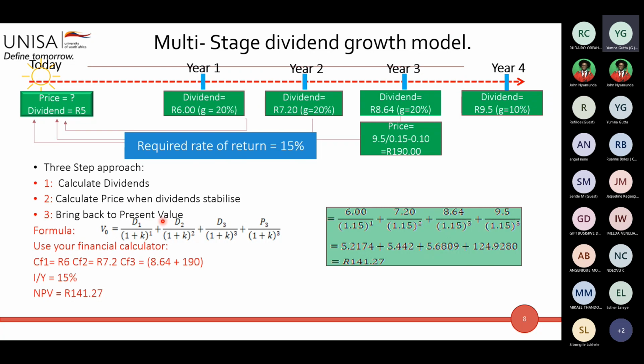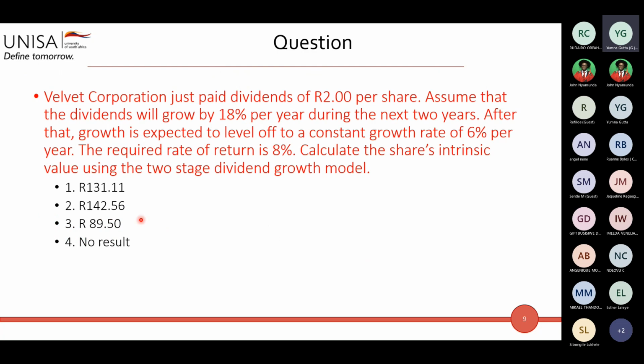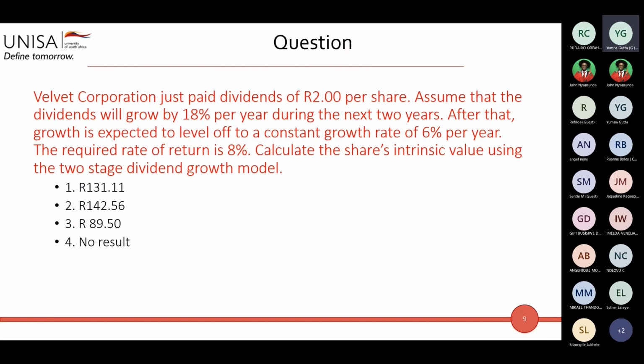So now we have a question on the multi-stage model, right? We have Velvet Corporation just paid dividends of 2 Rand per share, D0. Assume that dividends will grow by 18% per year for the next 2 years. After that, growth is expected to level off at a constant rate of 6% per year. The required rate of return is 8%. Calculate the intrinsic value using a 2-stage dividend growth model.